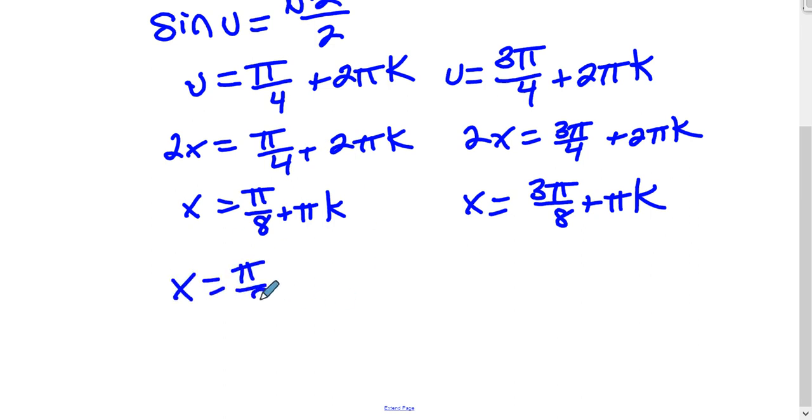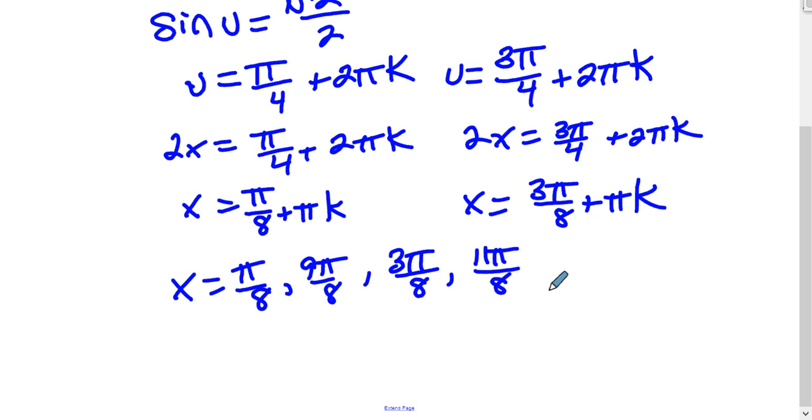So pi over 8. If I add pi, that's 8 pi over 8, so that's 9 pi over 8. And if I add pi again, which is 8 pi over 8, that's 17 pi over 8, which is more than 2 pi. So I'm done there. I'll pick up the next one, 3 pi over 8, add 8 pi over 8 to that, so that's 11 pi over 8. Add 8 pi over 8 to that, now you're too far, then you're finished. So those are your 4 solutions that fall between 0 and 2 pi.